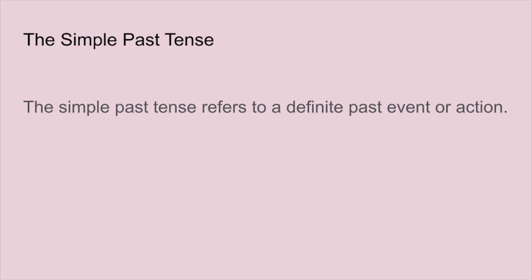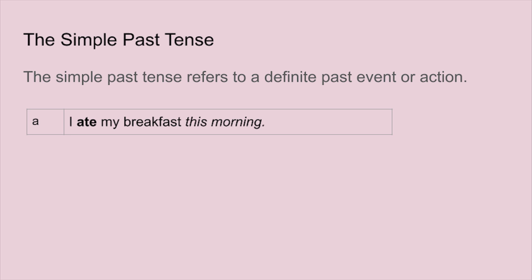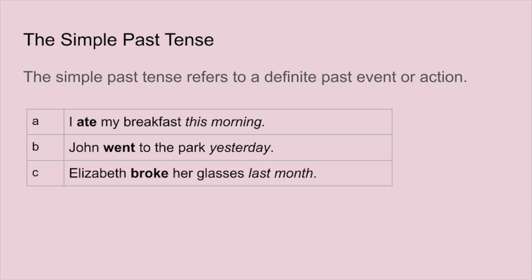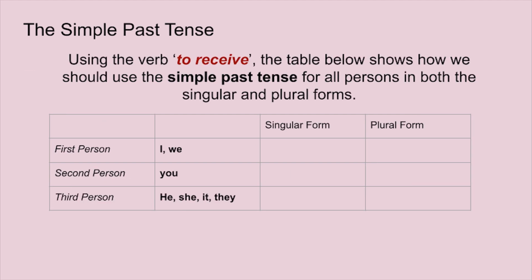Now for the simple past tense. The simple past tense refers to a definite past event or action. I ate my breakfast this morning. John went to the park yesterday. Elizabeth broke her glasses last month. All of these events took place in the past.